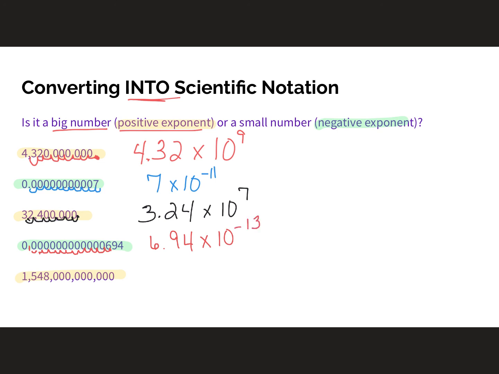And the last one, my decimal starts out over here. I need it to move over to here, because remember I need one digit to the left of the decimal. So this is 1.548 times 10 to the, and this will be a positive exponent. I need to move it 1, 2, 3, 4, 5, 6, 7, 8, 9, 10, 11, 12 to the 12th power. Okay, so go ahead and try these on your own, and I will see you all in class.